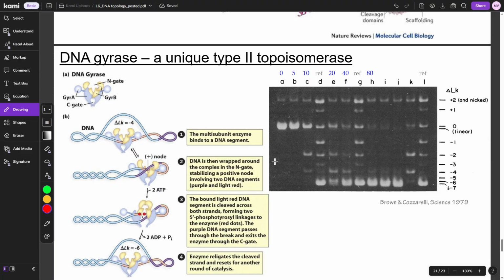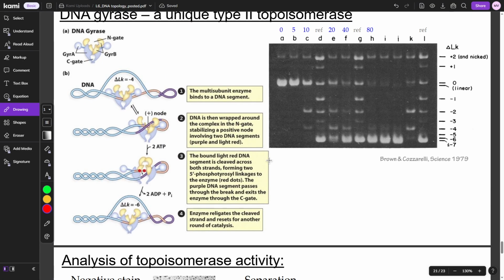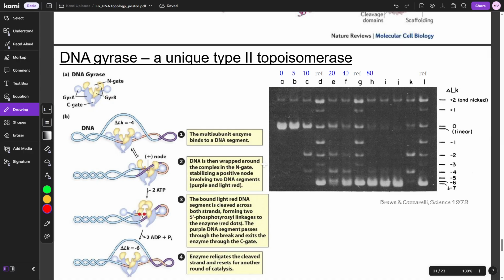DNA gyrase. DNA gyrase is one of those ones where I have a hard time trying to explain. It's basically a unique type of topoisomerase 2. And it's special because it's specifically a bacterial type of topo 2. And similarly, it also uses ATP, if I'm not mistaken. Yeah, it uses ATP.